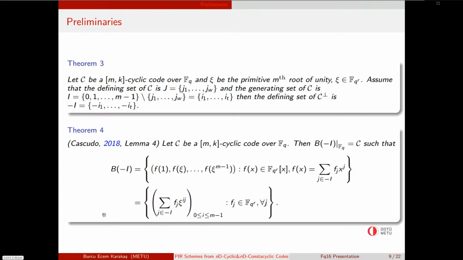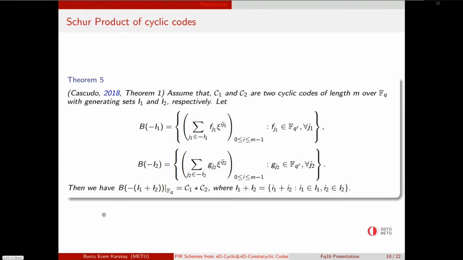to show that the Schur product of two cyclic codes is again a cyclic code, as Cascudo does here. So we can read the Schur product of two cyclic codes as an evaluation code on this defining set. Therefore, the Schur product of two cyclic codes is again cyclic.